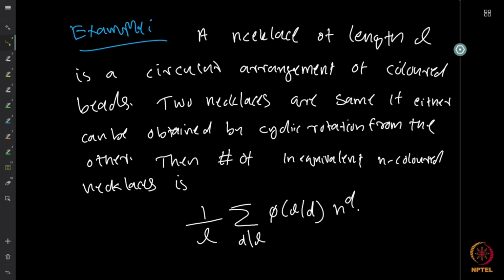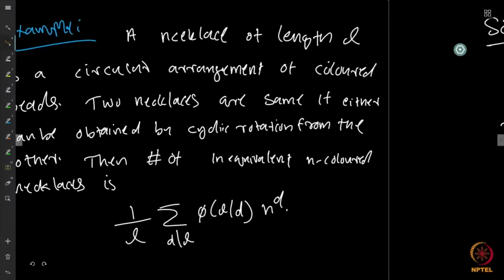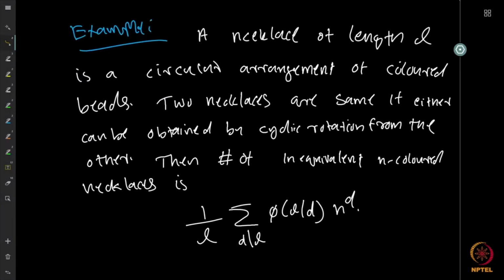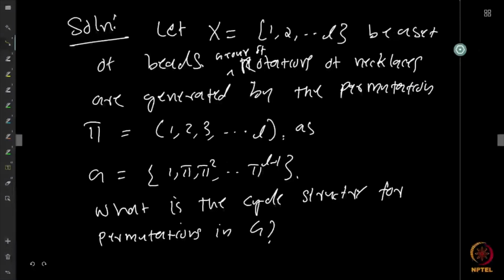So if you want to apply Polya's theorem, we want to look at the cycle index of the group. So let us find the cycle index of the group that we are looking at. The group is the group of rotations, so for the L cycle. So let us say that our set is the set of elements 1, 2, etc., L, the set of beads.